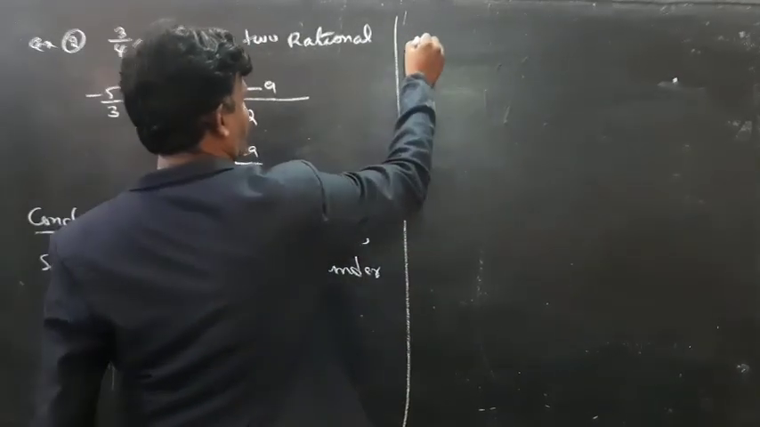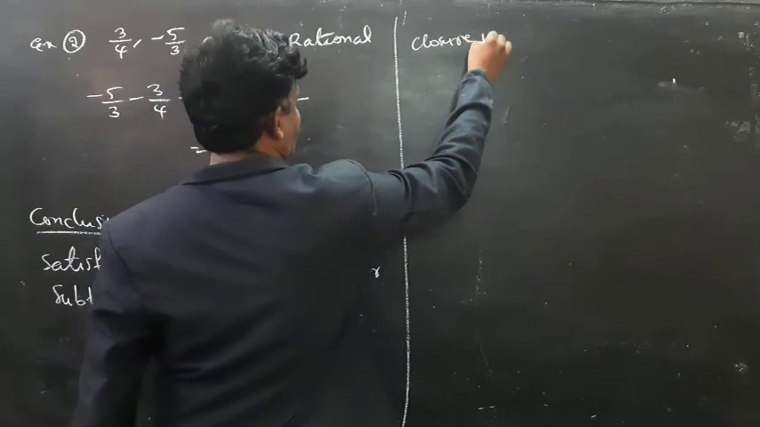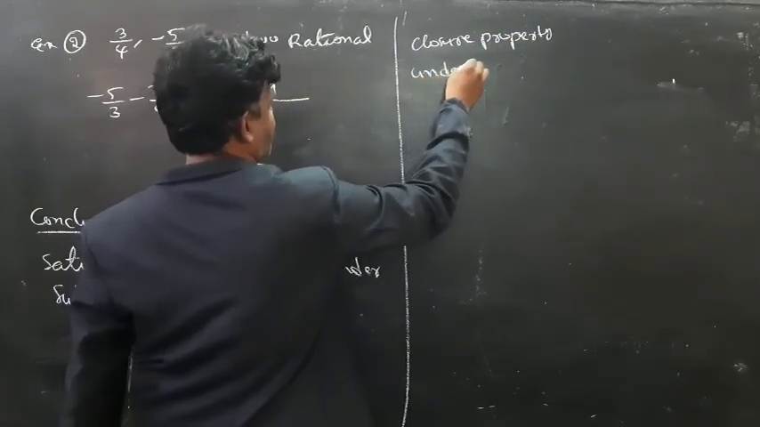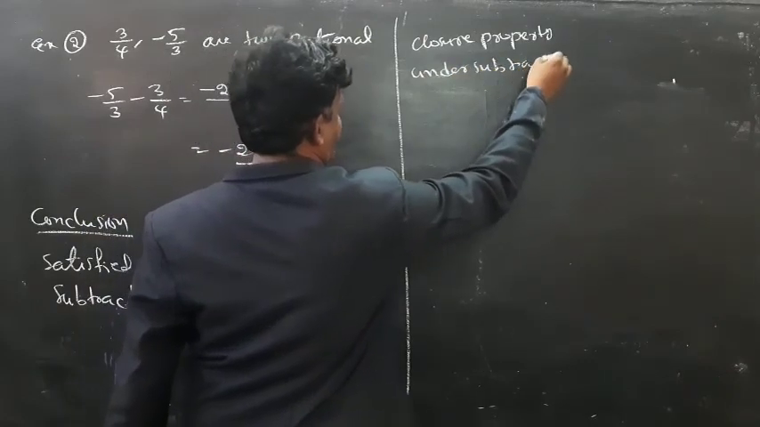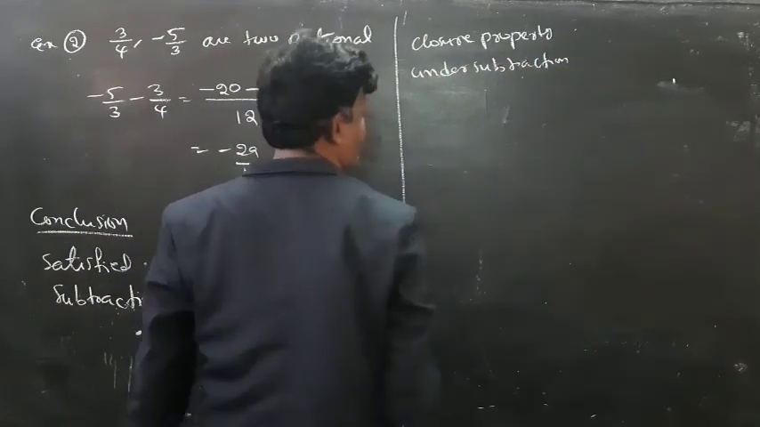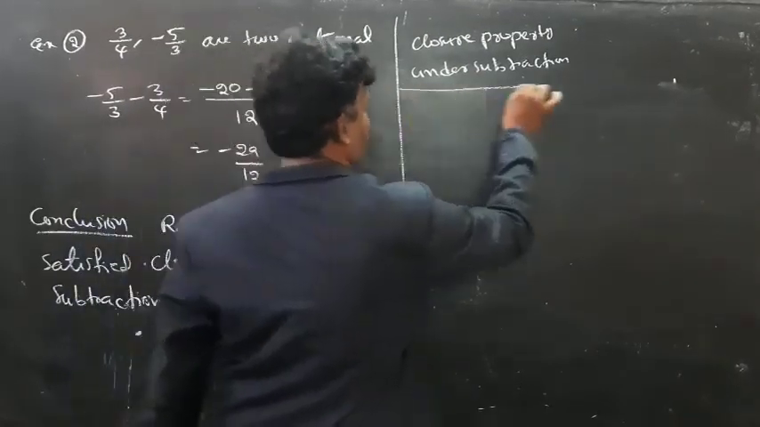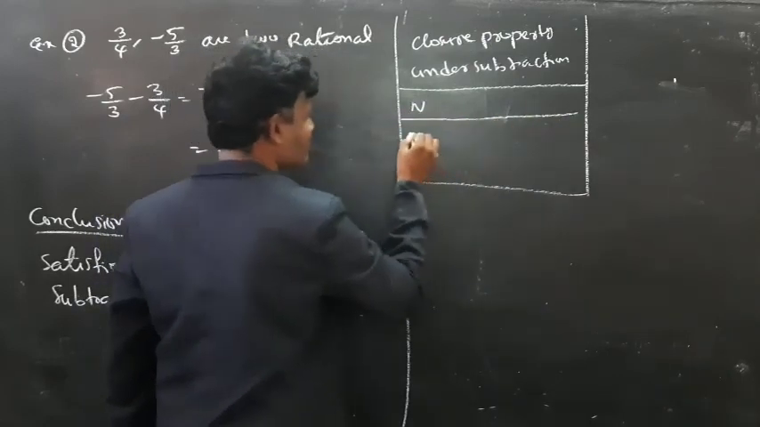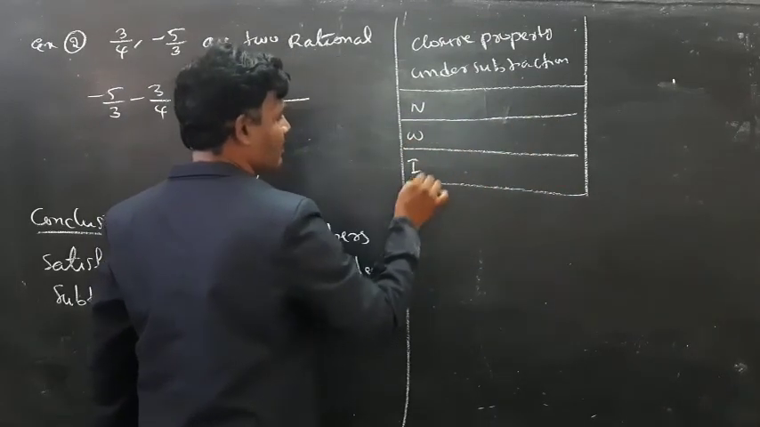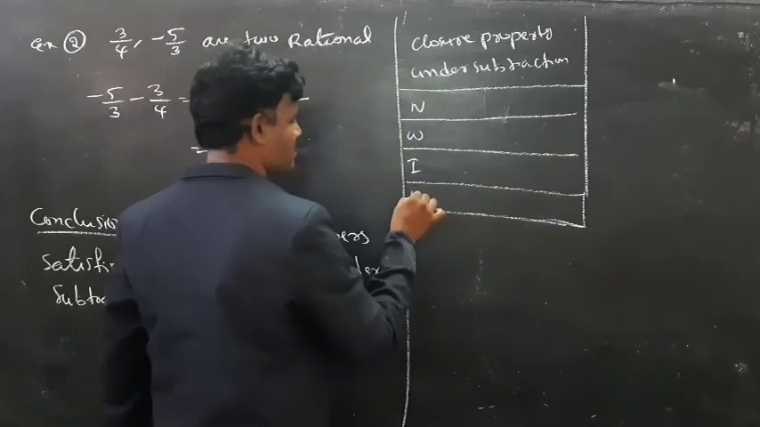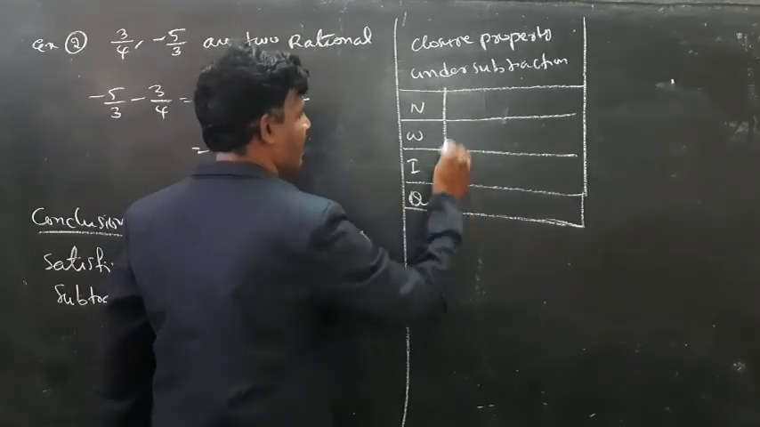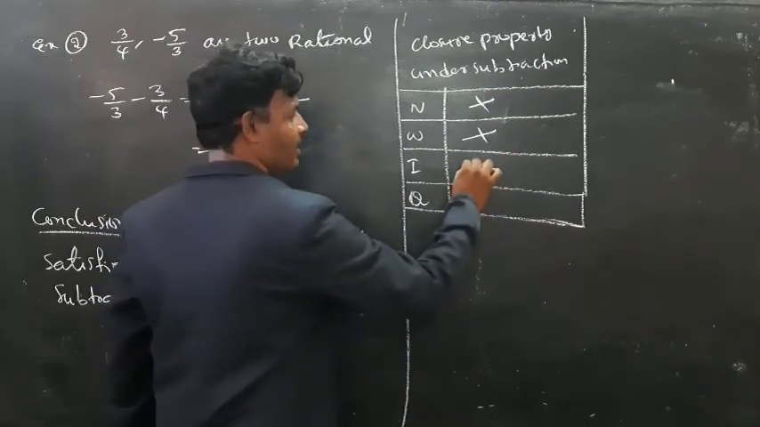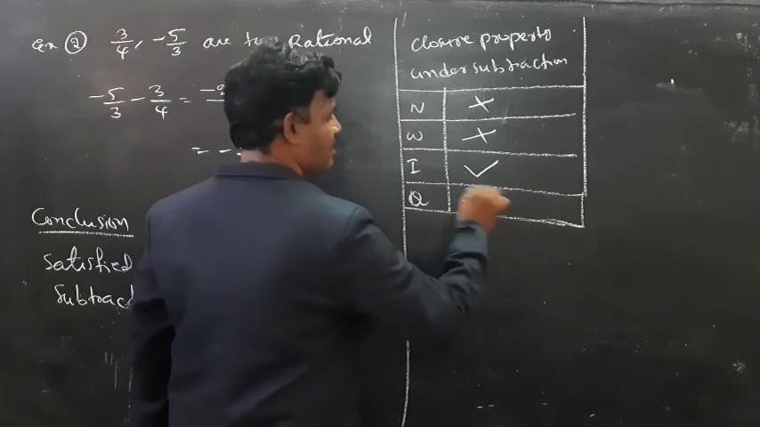Now final conclusion. Closure property under subtraction. Here natural numbers, whole numbers, integers and rational numbers. See, natural numbers not satisfied, whole numbers not satisfied, integers satisfied, rational numbers satisfied.